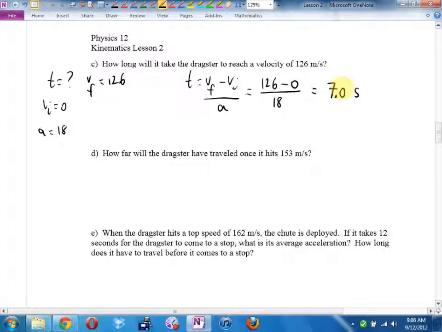Okay. D, how far will the dragster have traveled once it hit? Oh, how far? That looks like a displacement. And they did give me a new piece of data. They gave me 153. What's that? Okay, I'll write that.